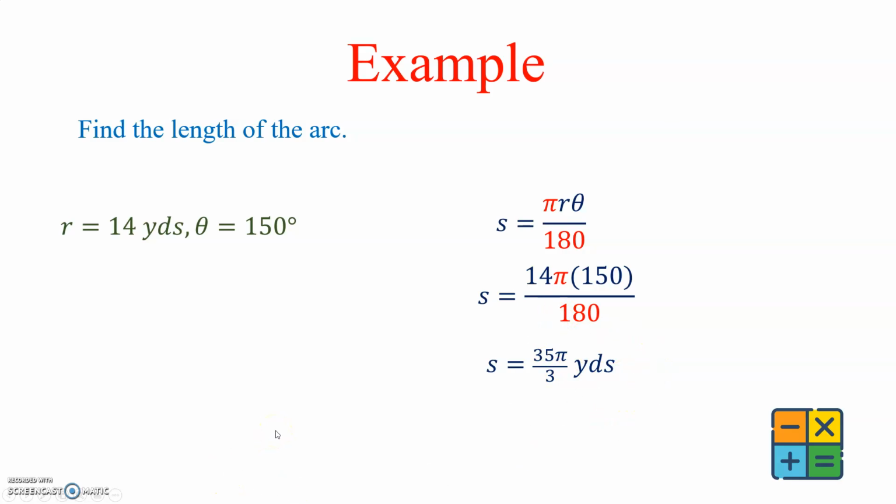So hopefully this helps you understand how to find arc length. It's as simple as radius times radians. If it's not in radians, if it's in degrees, simply convert it by dividing by 180 first.